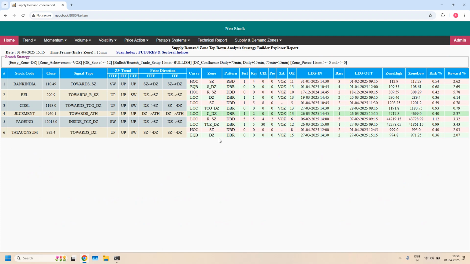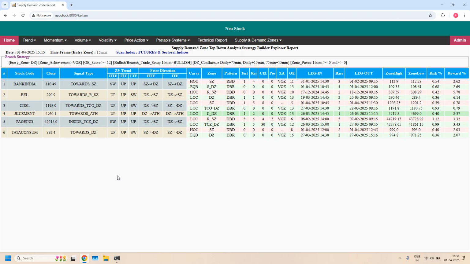So in these 6 stocks, these 15 minutes demand zones, they are all overlapped with 75 minutes demand zone. Again, both together overlapped with daily demand zone. And daily trend, HTF trend is up in few stocks, in 4 stocks. Out of these 4, how many are having daily demand zones with daily EMA confluence?